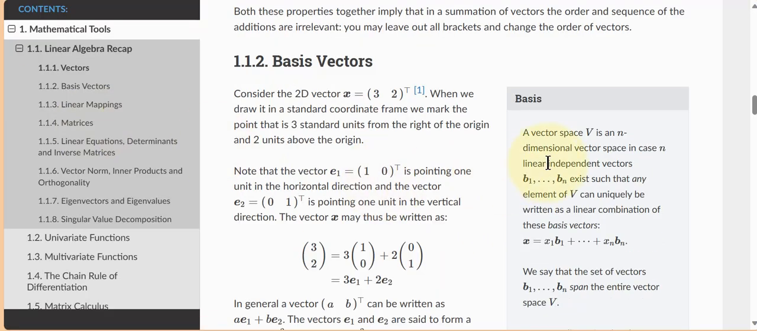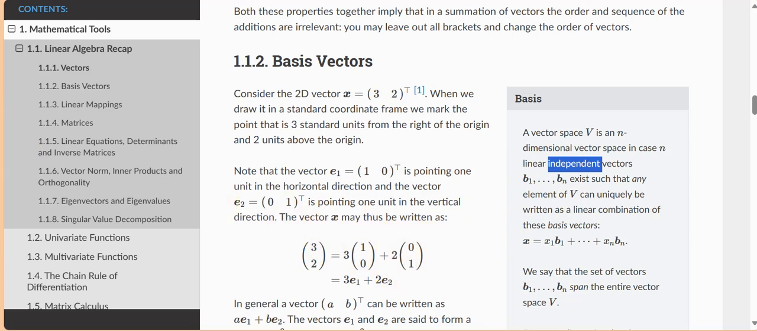So again, here they seem to have made a mistake, actually, because obviously it's not true. Here they say a vector space V is an n-dimensional vector space in case n linearly independent vectors... I'm sorry, I didn't notice this word, independent. So that's the key, that the vectors that we include, like this one and this one, have to be independent.